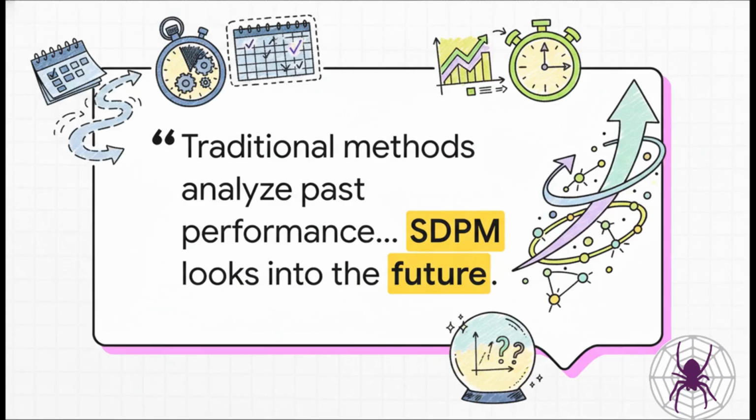And that's really the ultimate takeaway here. Traditional performance metrics, your CPI and SPI, they're all backward-looking. They tell you what's already happened. But the SDPM approach, because it's constantly recalculating future probabilities, is fundamentally forward-looking. It doesn't just analyze the past. It actively forecasts your future probability of success.